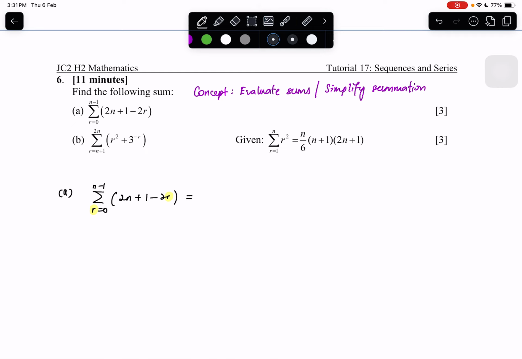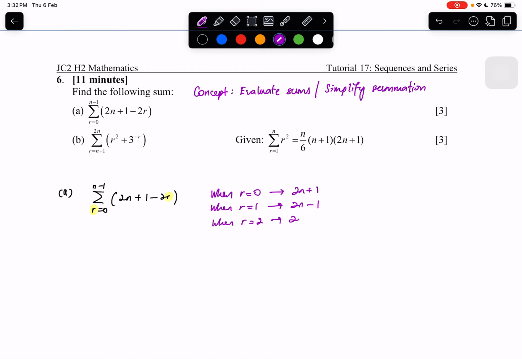In order to sum it nicely, we will need to understand what this is first. Because we're adding up the terms in a sequence, let's determine the terms within this sequence. Let's start with the first term. When r equals 0, this is 2n plus 1. When r equals 1, this is 2n plus 1 minus 2, so 2n minus 1. When r equals 2, this would be 2n plus 1 minus 4, so 2n minus 3.